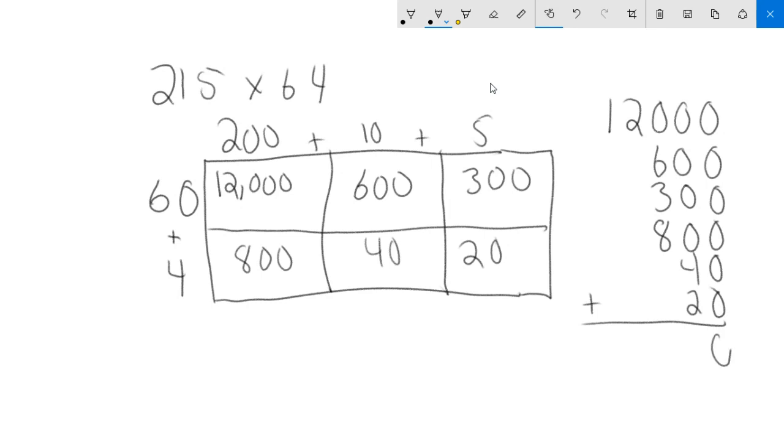So 0, okay, 4 and 2 is 6. Let's see, this is 11 and 6 is 17. Carry the 1, making 3 and 1. So my end answer is 13,760. So 215 times 64 is 13,760.